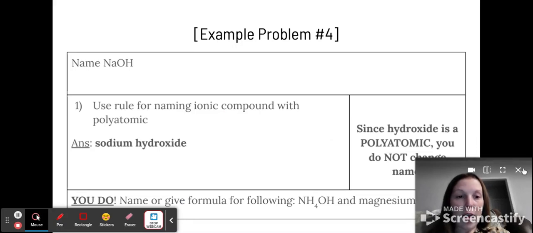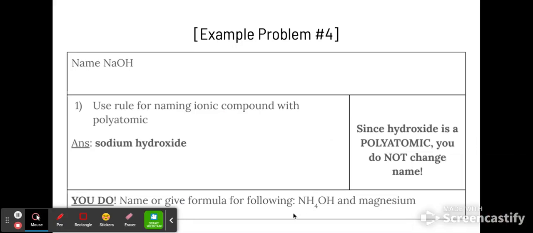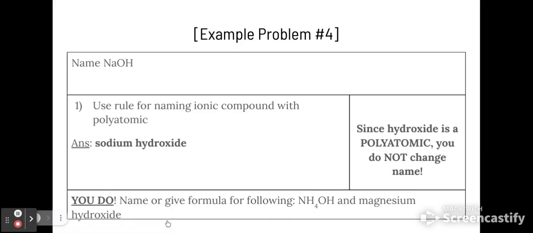So you're going to try two things. You're going to try to write the name and a formula for these two examples here. Remember, treat these like ionic, so you will have to balance charges if needed.